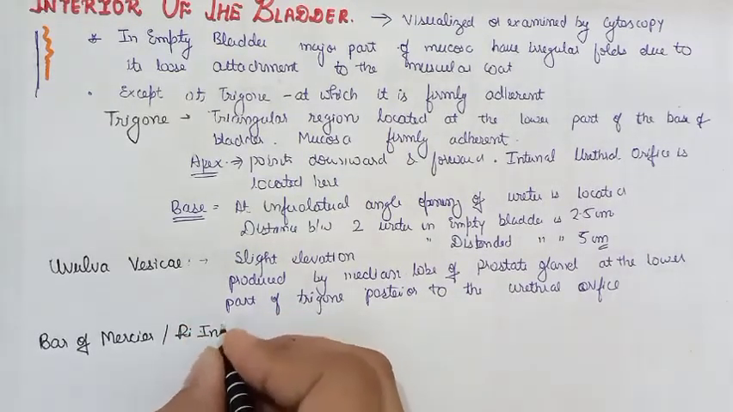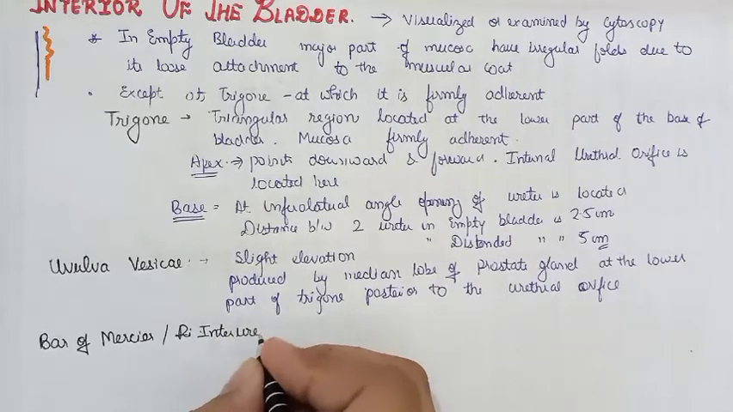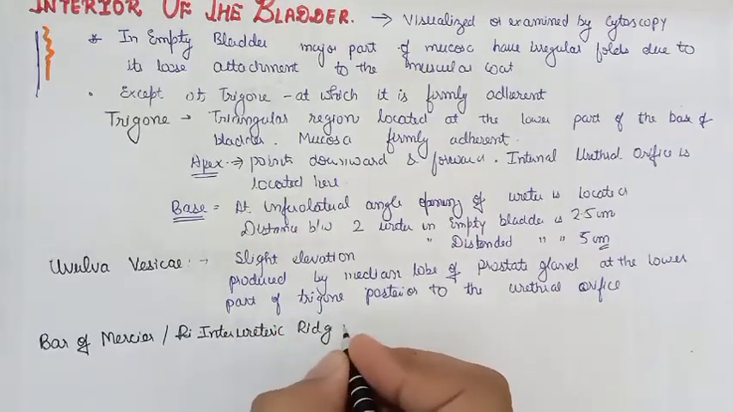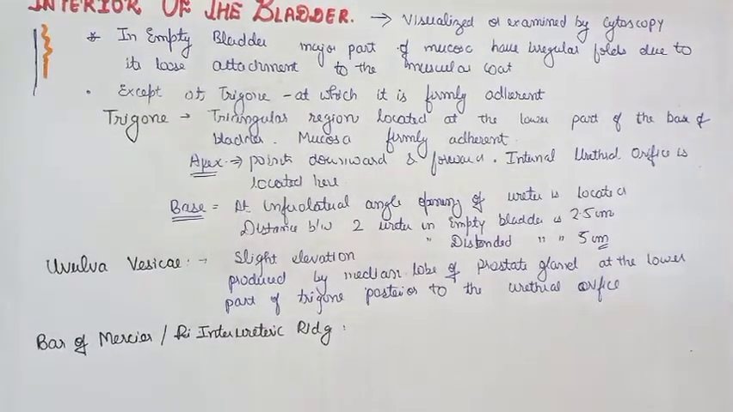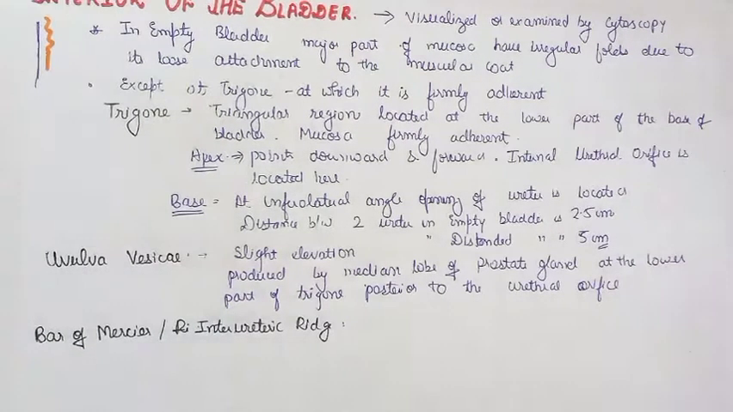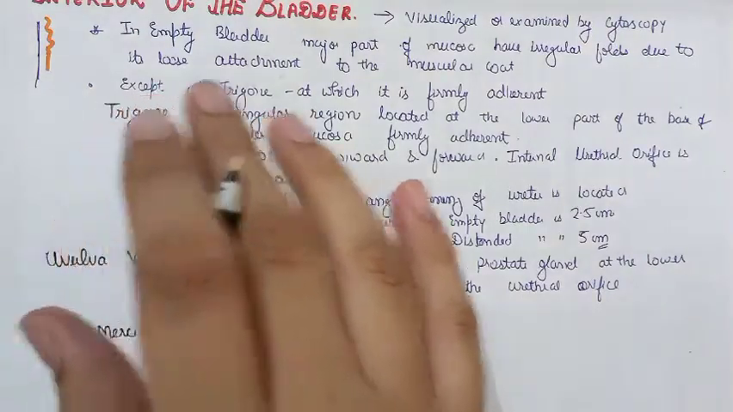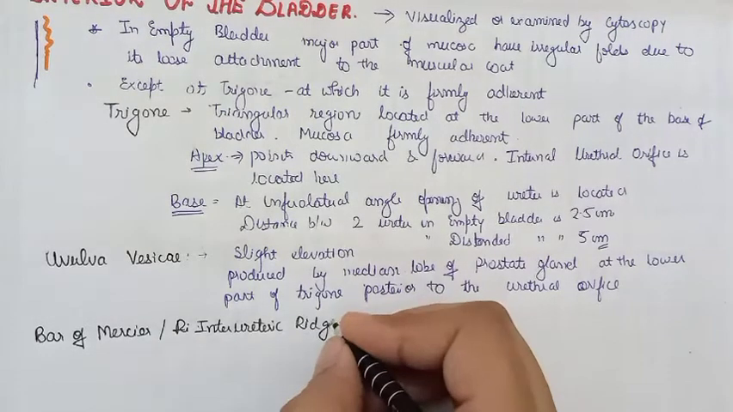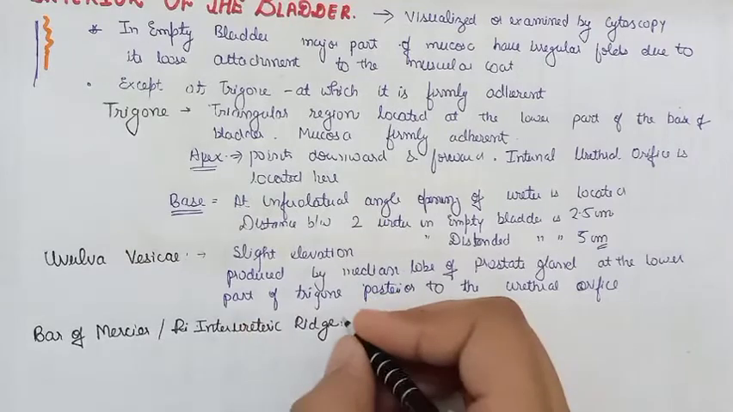So what is this actually, the bar of Mercier? Let me tell you, this is an important question from the viva point of view. If you're given a soft organ or model of the bladder in your examination, the examiner can ask about the bar of Mercier or the interureteric ridge. So let me tell you what this actually is.